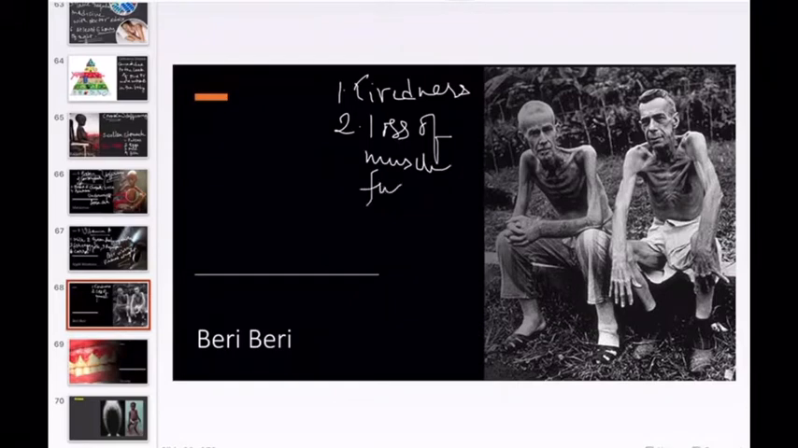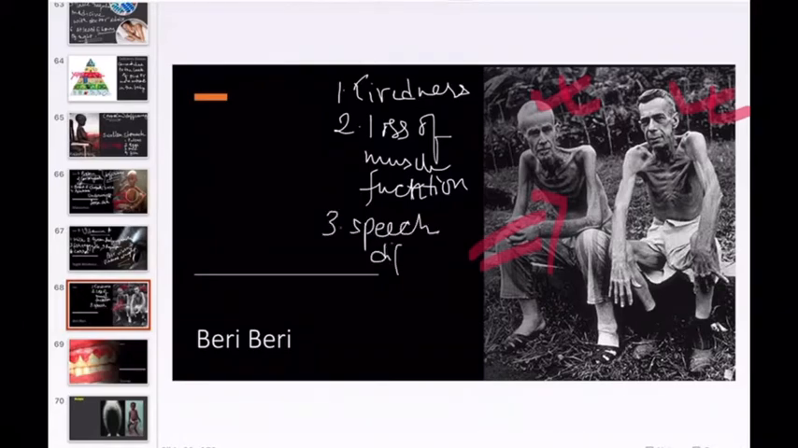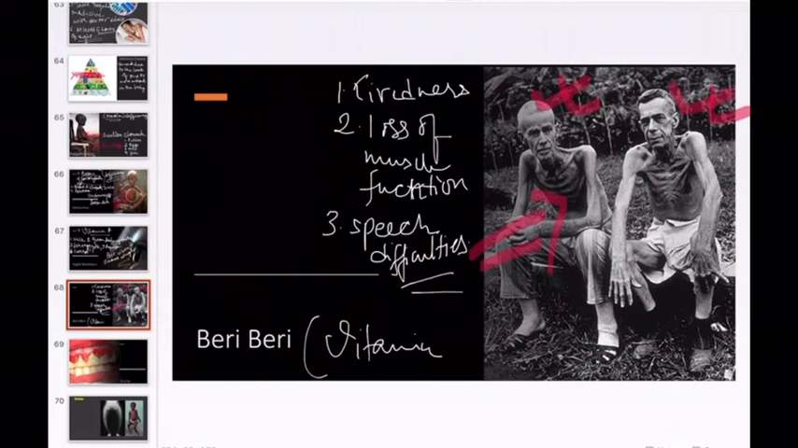If you do not have muscles, how will your muscles function? You see the picture here given. A person with beriberi would look like this, and it also leads to speech difficulties. A person with beriberi will not be able to speak properly. Their brain also is affected. And what leads to beriberi? Deficiency of vitamin B.